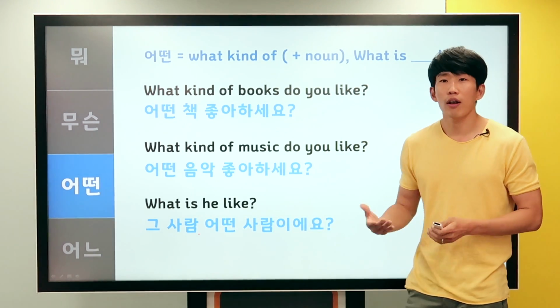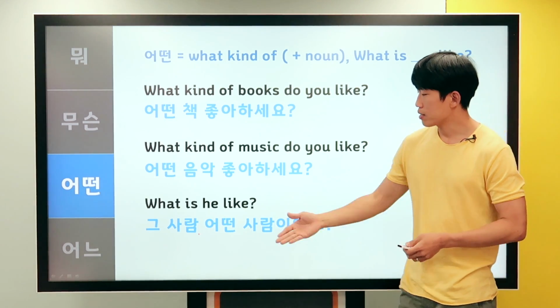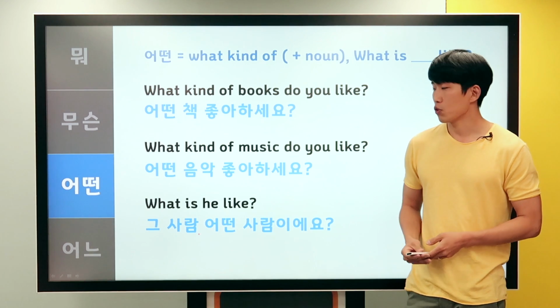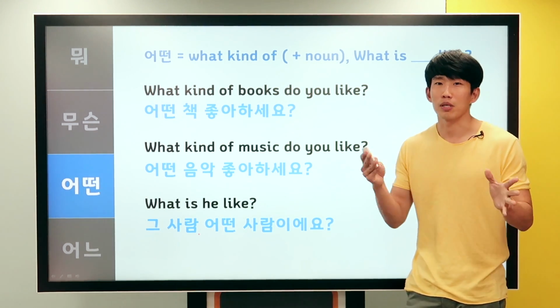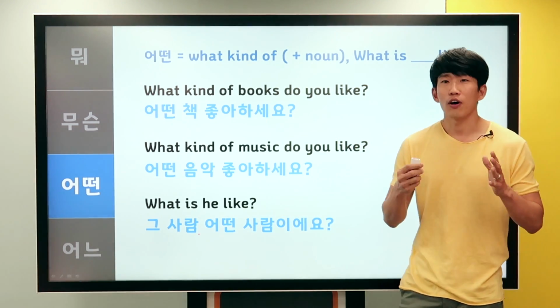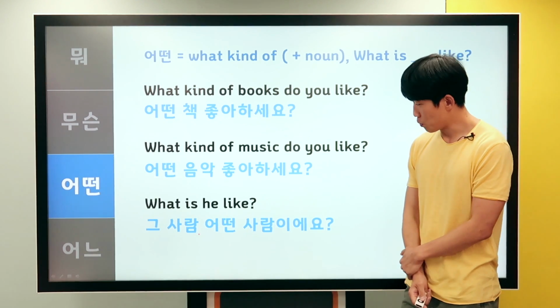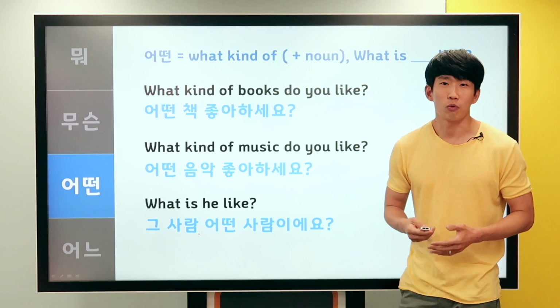And then what is he like? You know, what is your father like? What is your boyfriend like? What is your girlfriend like? You can say 그 사람 어떤 사람이에요. You never say 무슨 사람이에요 because you would be categorizing people into, I don't know, inappropriate titles. So 그 사람 어떤 사람이에요 is much more natural, and it's the only way to say what is he like or what is she like.